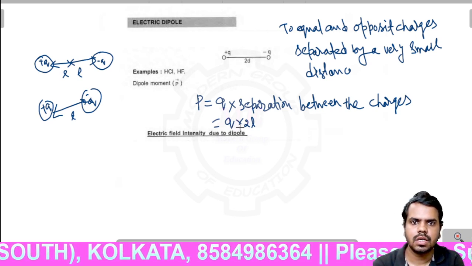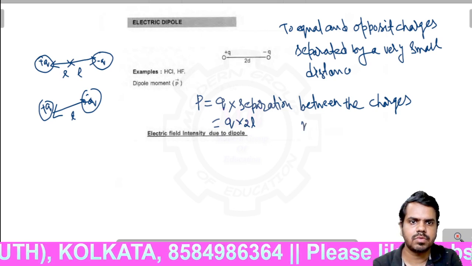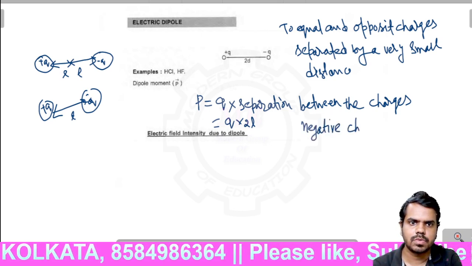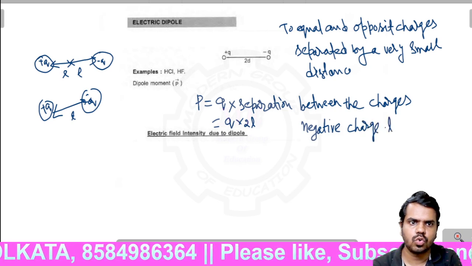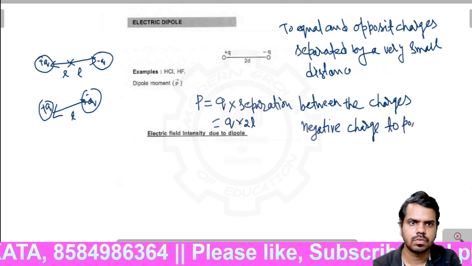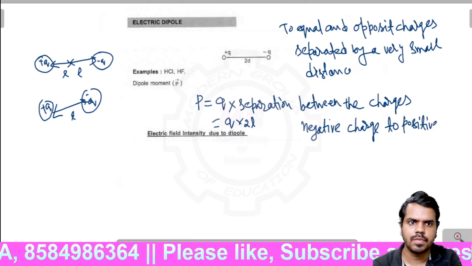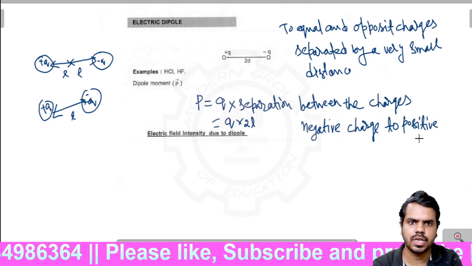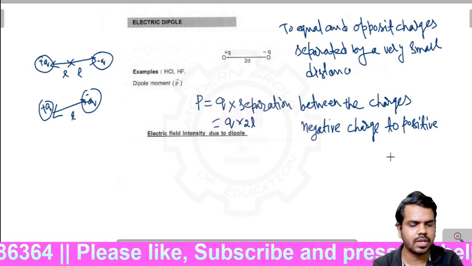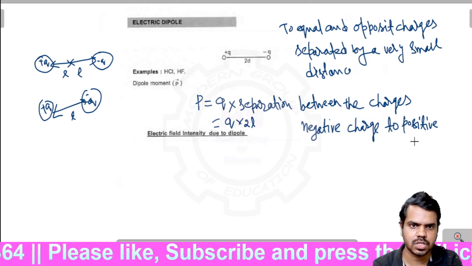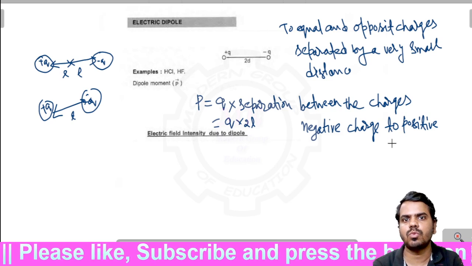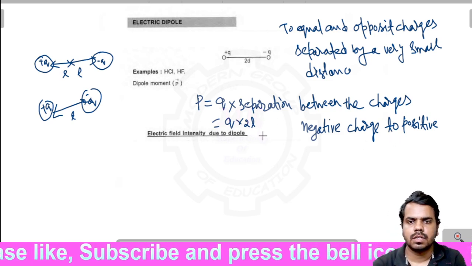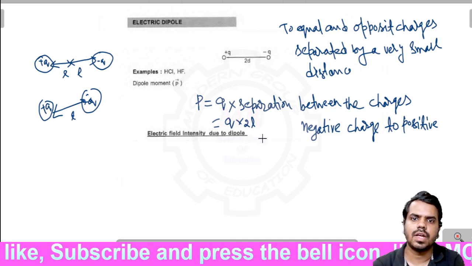What is the direction? The direction of dipole moment is from negative charge to positive charge. In chemistry, you learn that the direction of dipole moment is from positive to negative charge. But in physics, the direction of dipole moment is from negative to positive charge. Okay, so this is the dipole moment. Clear? Now comes the derivation of electric field intensity due to a dipole.